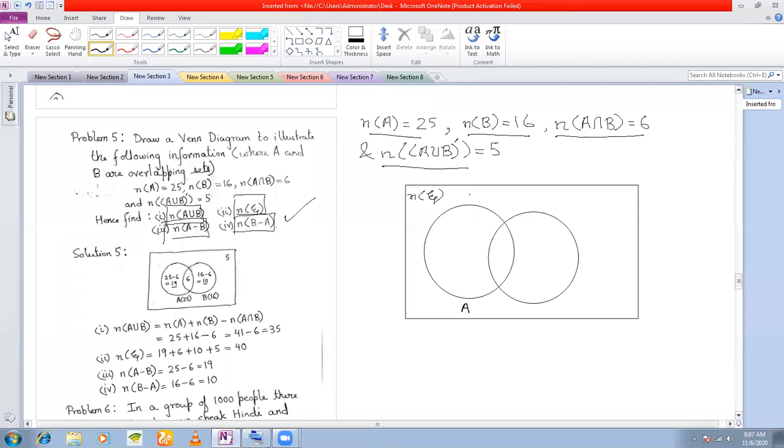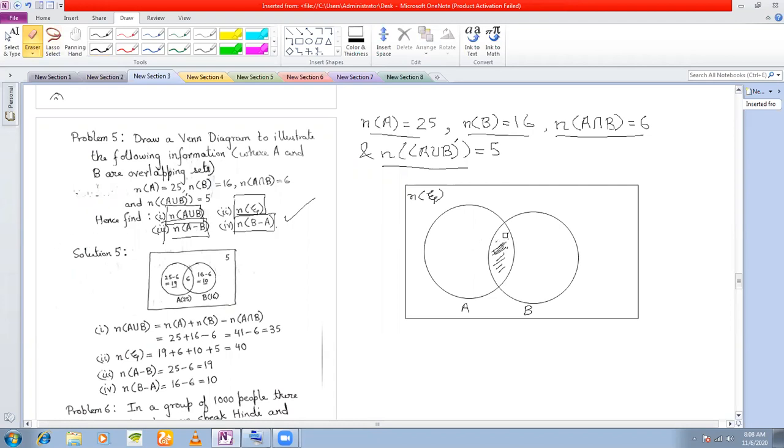So first of all, let us illustrate. I have drawn a rectangle and the 2 sets, A and B. They have said the cardinality of A is 25. We cannot write 25 inside the circle here. You know why? Because cardinality of A is 25 also includes B. This region also includes the set B. That is why we cannot write 25 directly.